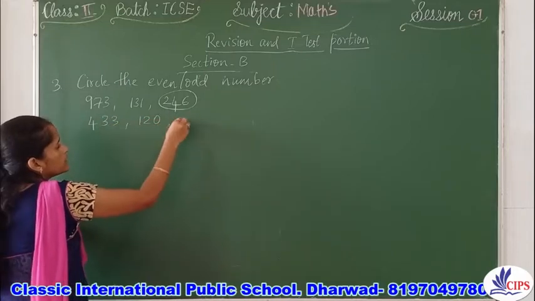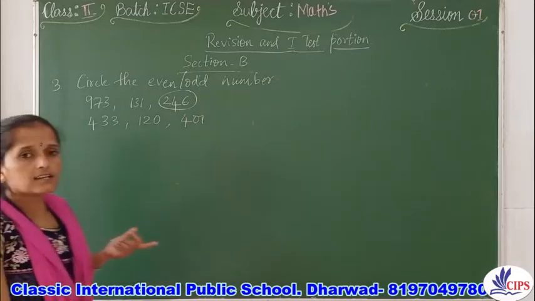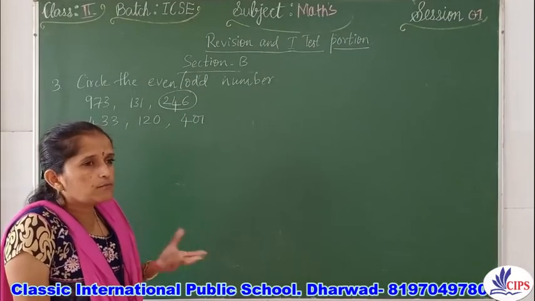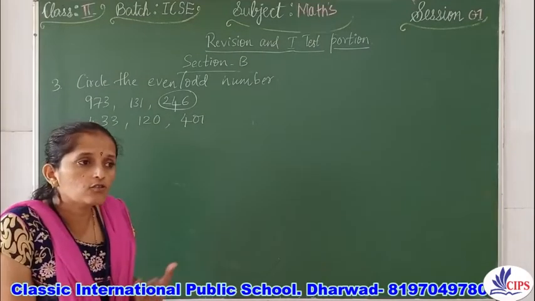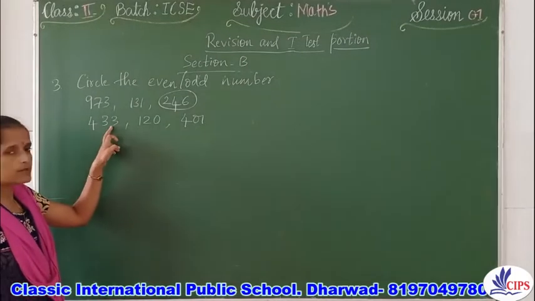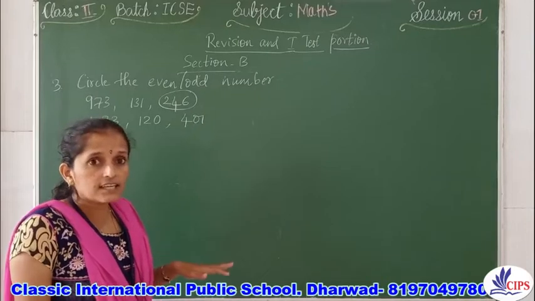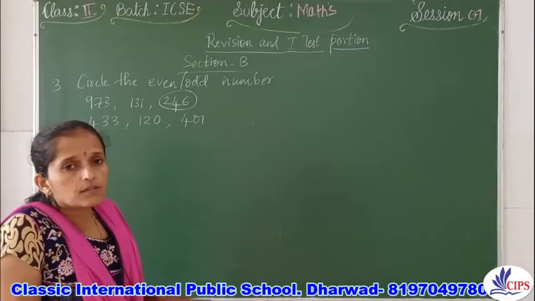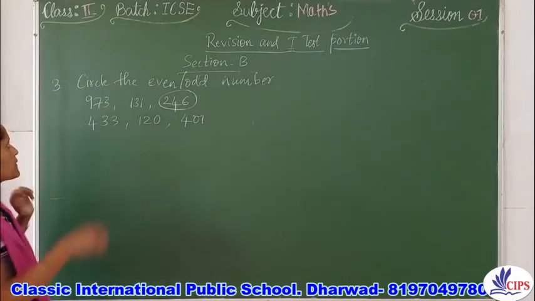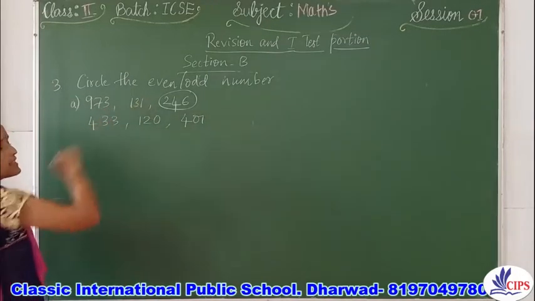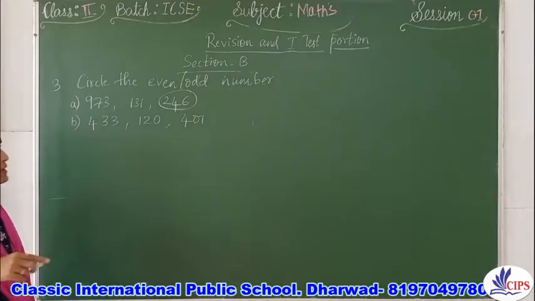433, 120, 400, 401. For this, we'll circle the odd number. Now we'll go for odd numbers. It is also the same: you need to go to the ones place and check whether the number is there in the 2 table or not. If it is there, it becomes an even number. For the first question I circled only the even number; for the second question I am circling the odd number.